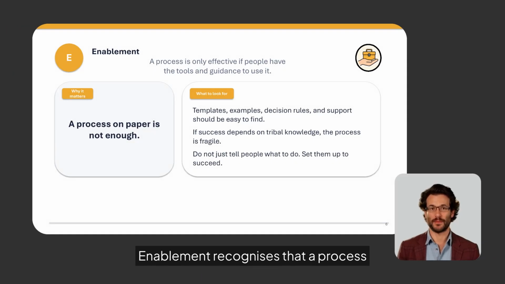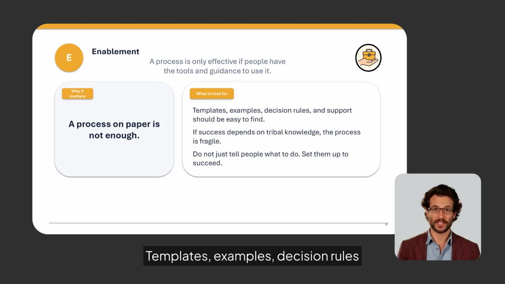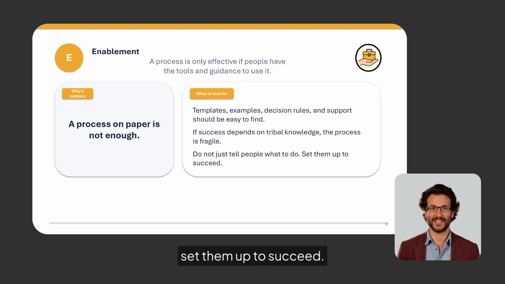Enablement recognizes that a process on paper is not enough. A process only works if people have the tools and guidance to use it. Templates, examples, decision rules, and support should be easy to find. If success depends on tribal knowledge, the process is fragile. Do not just tell people what to do, set them up to succeed.